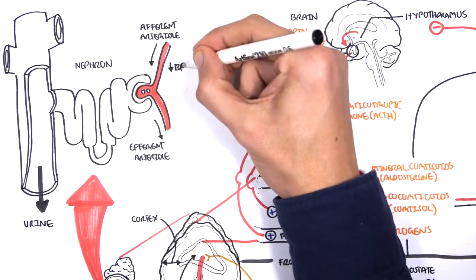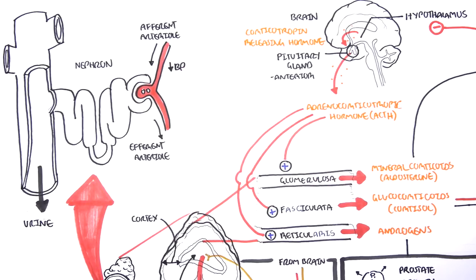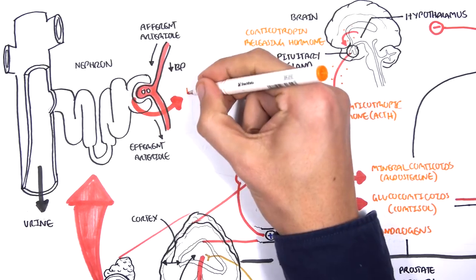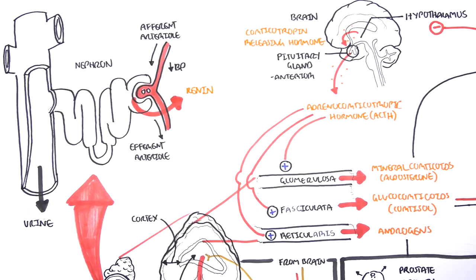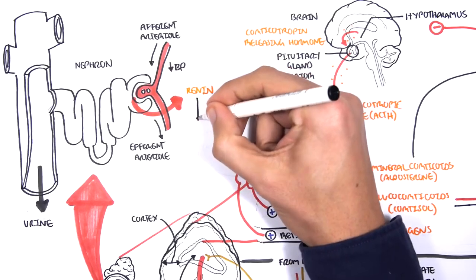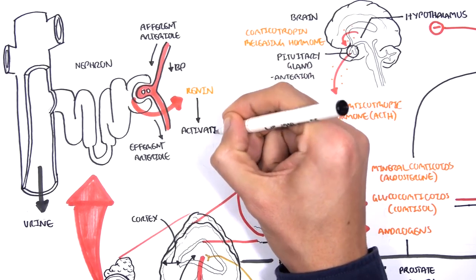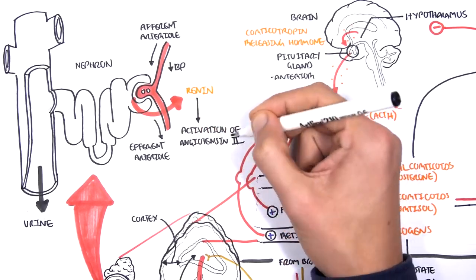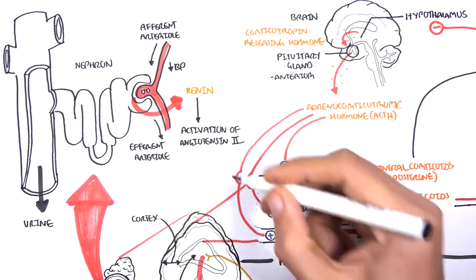Now, when there is low blood pressure, it will decrease the filtration rate, and it will also decrease the pressure in the afferent arteriole coming into the head of the nephron. This decrease in pressure essentially will stimulate the release of renin from the juxtaglomerular cells. And renin will essentially start the renin-angiotensin-aldosterone system cascade, which eventually the final outcome will be activation of the final product called angiotensin II.